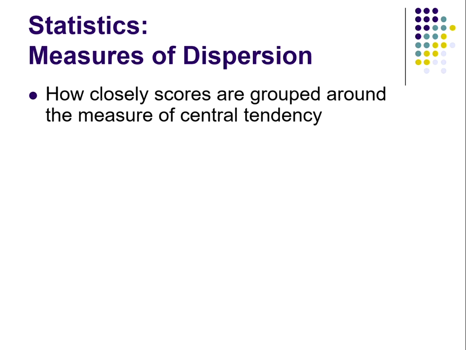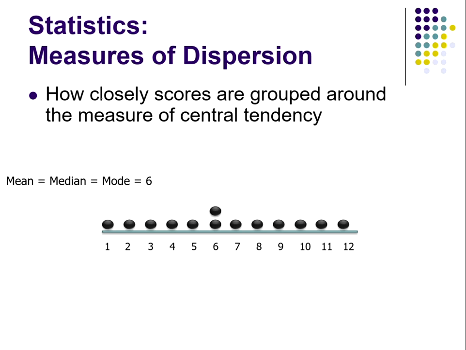Measures of dispersion look at how closely the scores are grouped around whatever measure of central tendency that you have. So in this little distribution, we have 13 individuals. There's one individual representing each number on the number line, and there are 2 individuals representing the number 6. So in this particular distribution, the mean would be 6, because if we added all 13 together, divided by 13, we end up with 6. The median would be 6, because 50% are below 6 and 50% are above 6. And the mode would be 6, the most common score, which I didn't put on my earlier measures of central tendency. The mode would be the most common score.